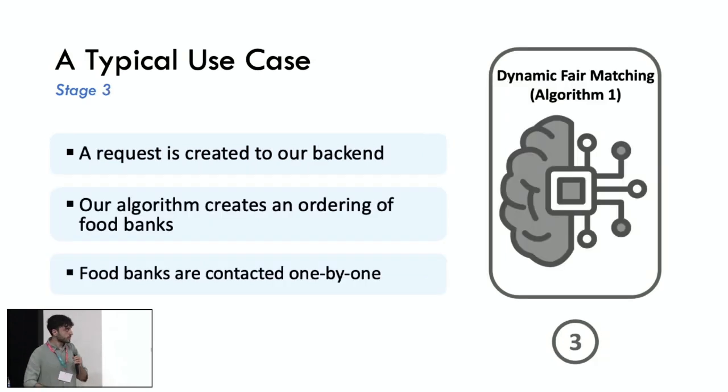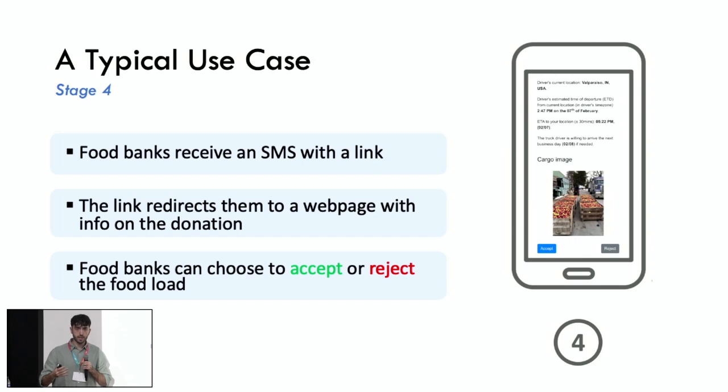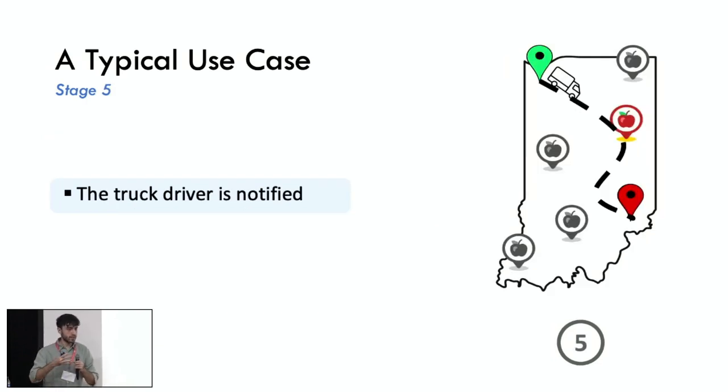And once they press submit, this will create a request in our backend, which is currently hosted in AWS. And our dynamic and fair matching algorithm will create an ordering of the food banks, and then it will automatically start contacting the food banks one by one. And this is what the food banks see on their end. They get a text message with a link, and if they follow this link, they will see relevant information regarding the donation. And they have the option to either accept or reject the donation. And if they accept, then again, automatically the information of the truck driver and the food bank are being exchanged. So now the truck driver is going to go through the food bank that we matched.